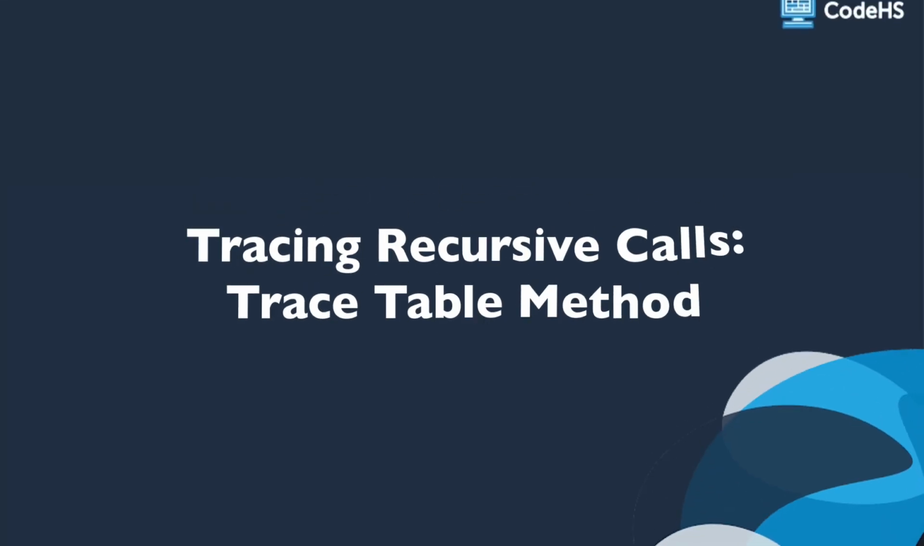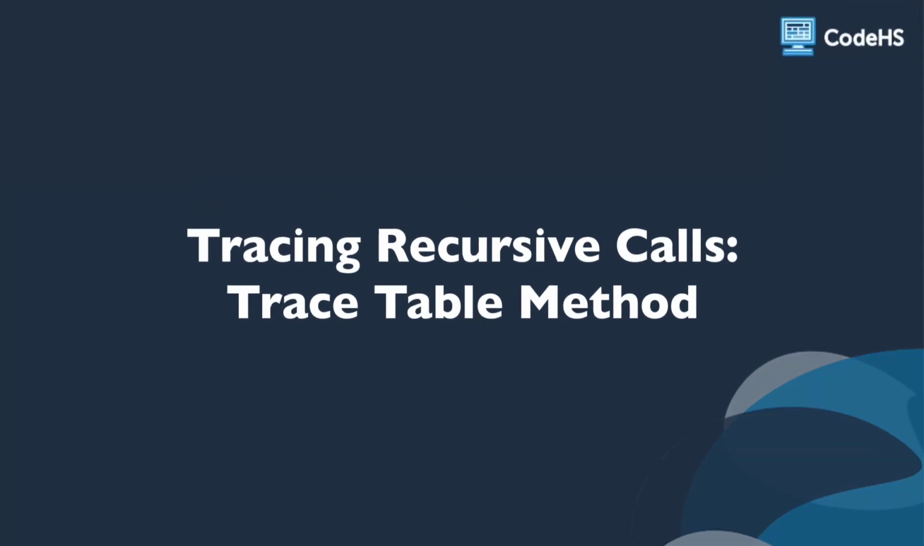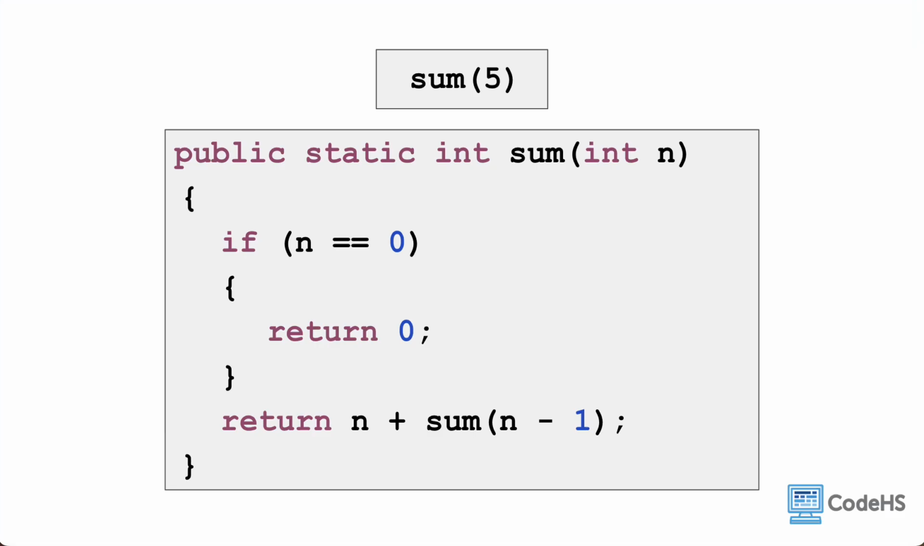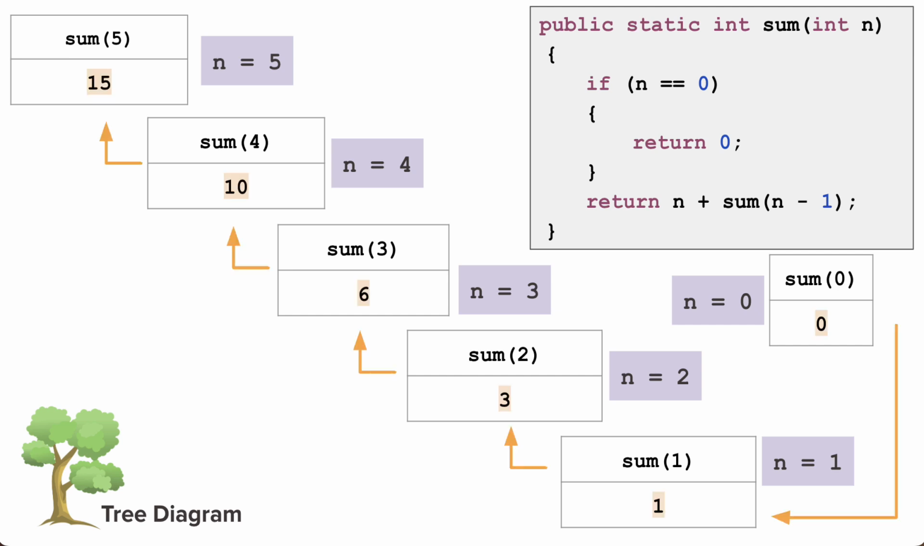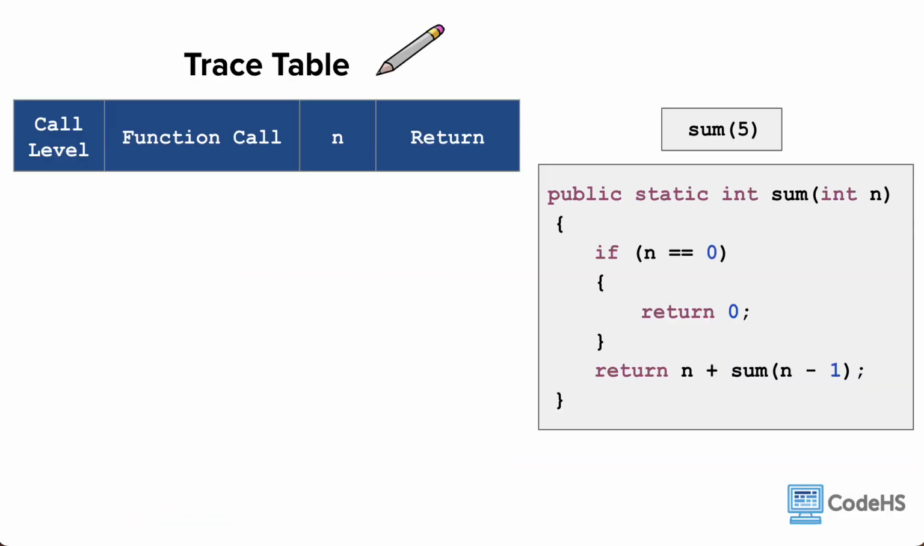Hi, in this video we are going to look at another technique to trace recursive function calls. Here is the recursive sum function that you saw earlier in the lesson. You use the tree diagram, like this one, to trace each recursive call and then unwind it to determine the final result of 15. In this video, instead of a tree diagram, we are going to use a trace table to capture each recursive call.